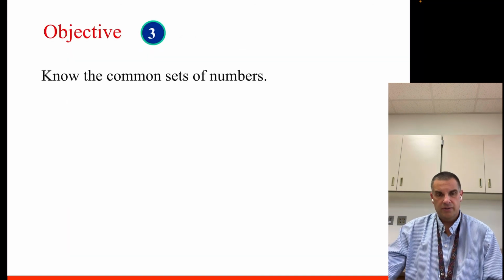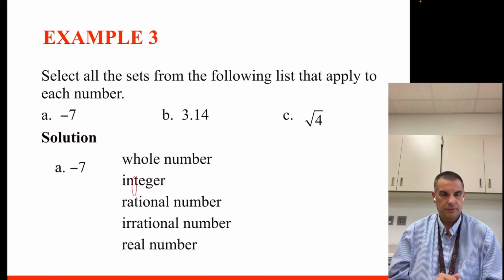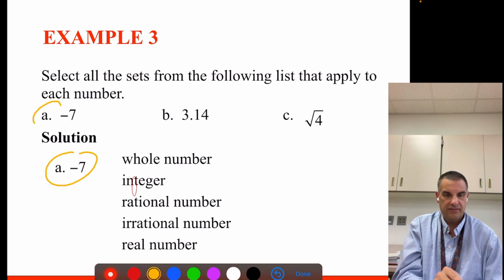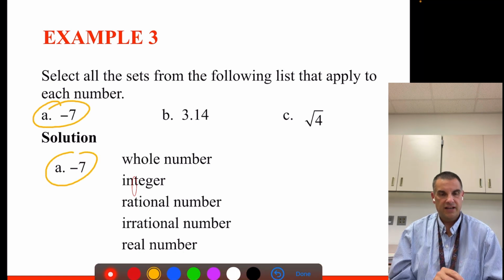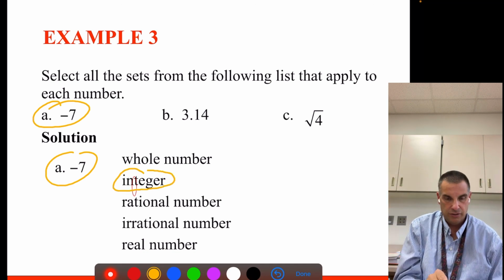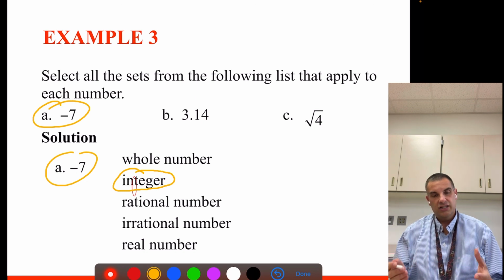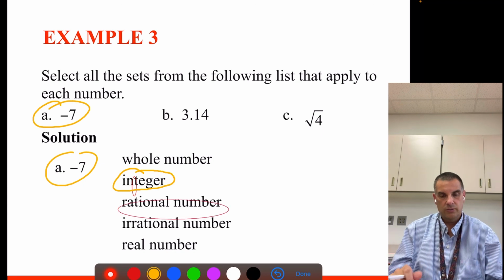So one of the things we have to be able to do with these is say what set of each of these they belong to. If I look at -7, in its largest set, it's an integer. Since it's an integer, everything the other direction is what it is as well. So not only is it an integer, but it's also a rational number and a real number. It's all of those different things.